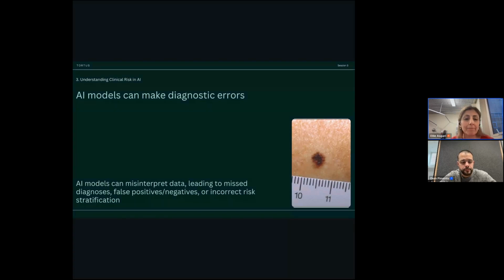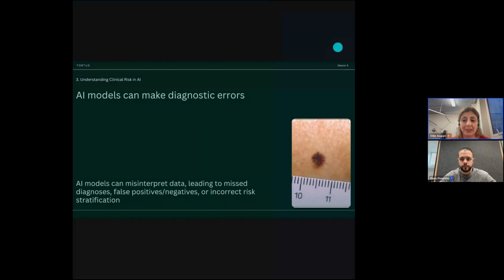One of the very important issues with AI models is potential diagnostic errors. If you listen to the previous sessions about evaluation and what AI is and how it works, you get an idea about how AI models can misinterpret data, because that's what they do. They use a lot of data, they find patterns, and so they can make mistakes, and this can lead to misdiagnosis, false positives or negatives, or incorrect risk stratification.